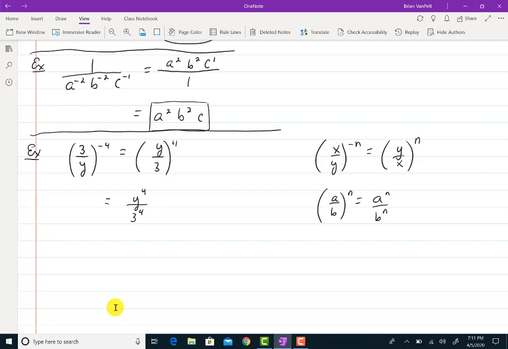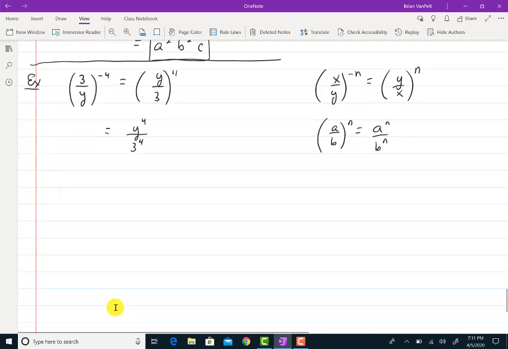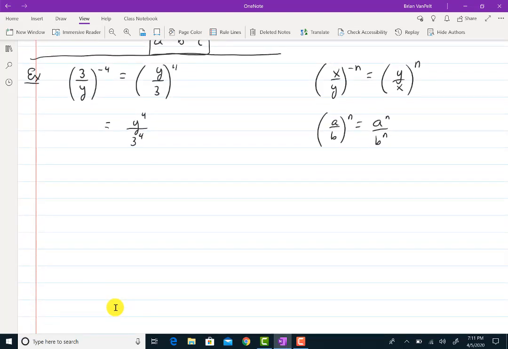And I do want to remind you that this answer that I have right now is correct. You could circle that as your answer unless you were told to evaluate the 3 to the 4th. 3 to the 4th power is 81. So depending on what your instructor requires you to do, you've got to be cognizant of that.